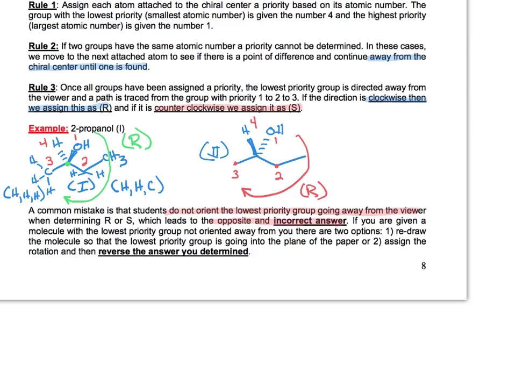But the reason we're getting the incorrect answer is our lowest priority group is coming out at us instead of going away from us. So, in these cases, you can do one of two things. The first is that you can say that it's S because we just reverse what we get, or we could redraw this molecule. We could take this compound and flip it, redraw it like so, and then assign R and S. So if we flip it, what we're going to get is the following.